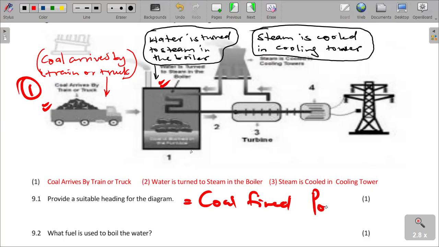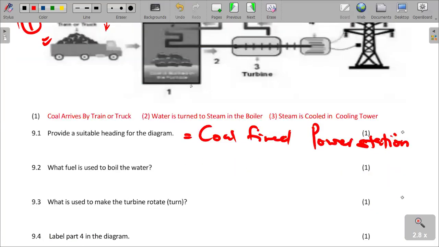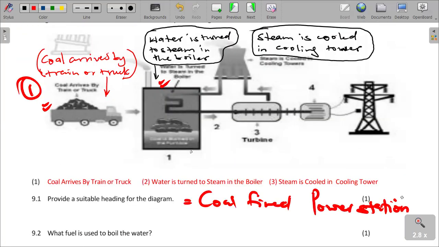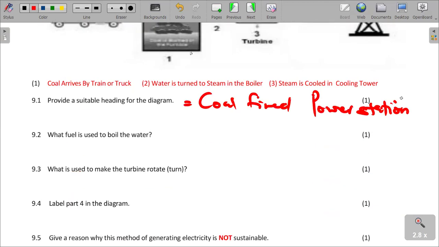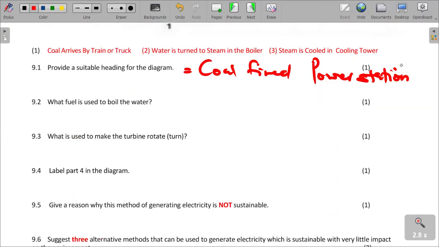Coal-fired power station is what we can see here. We are seeing coal arriving there, and then water turned to steam by the boiler. The steam is cooled by a cooling system. So it is electricity generation. It is a coal-powered station.